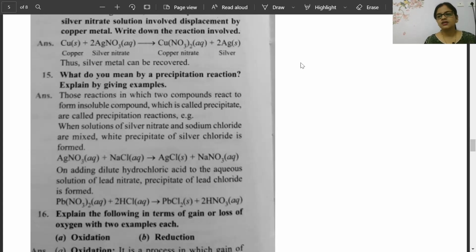What happens, Saranya? Okay, type what happened, Saranya. Next one. Check one time, Saranya. Explain the following in terms of gain or loss of oxygen with two examples each.